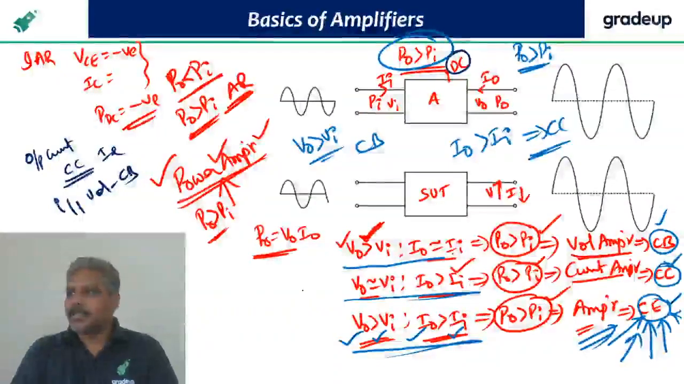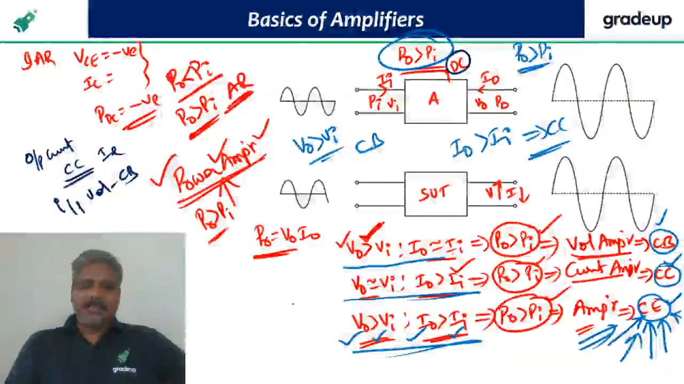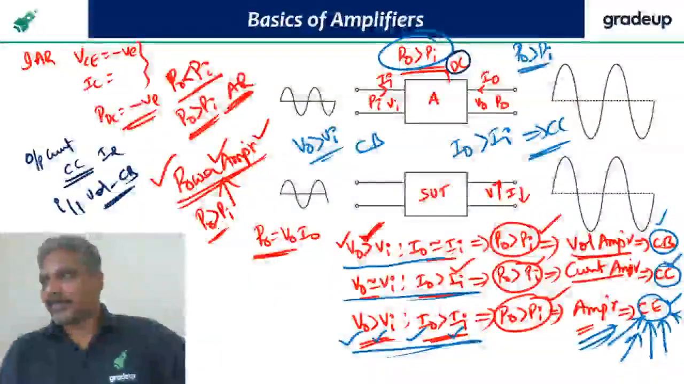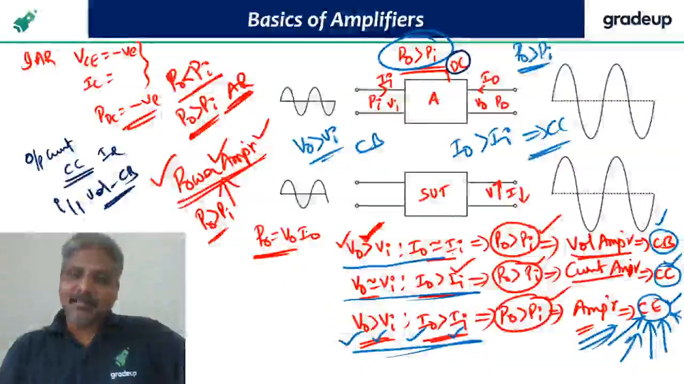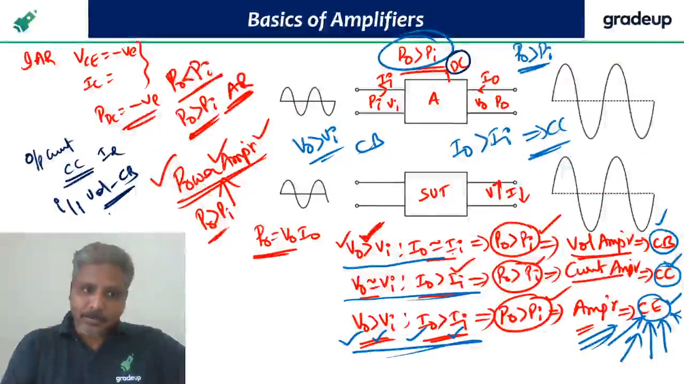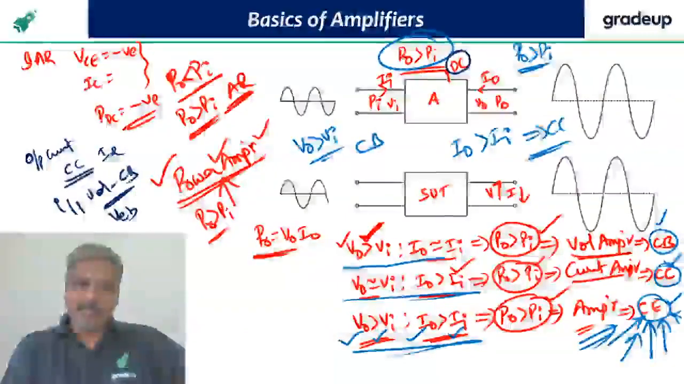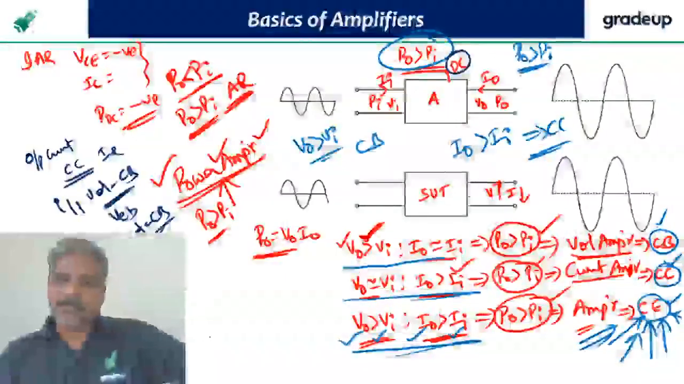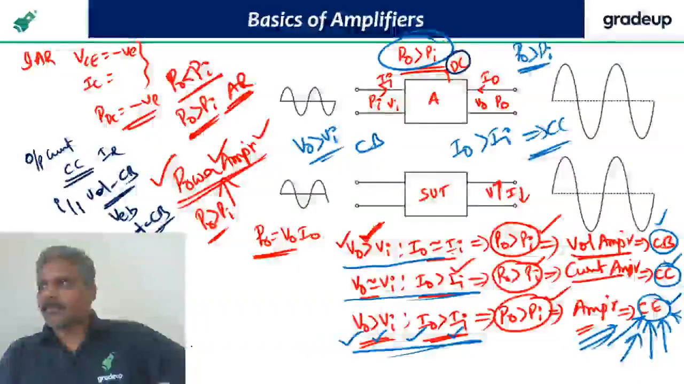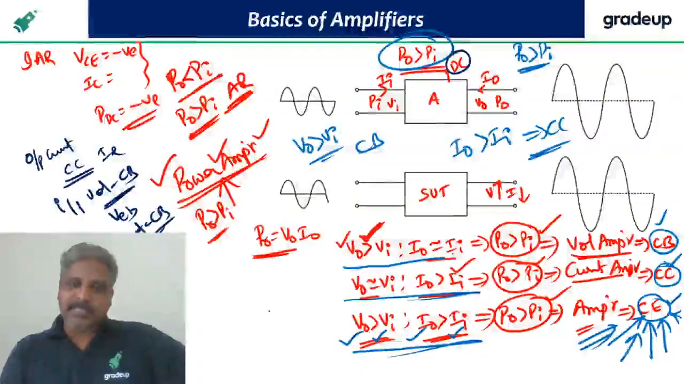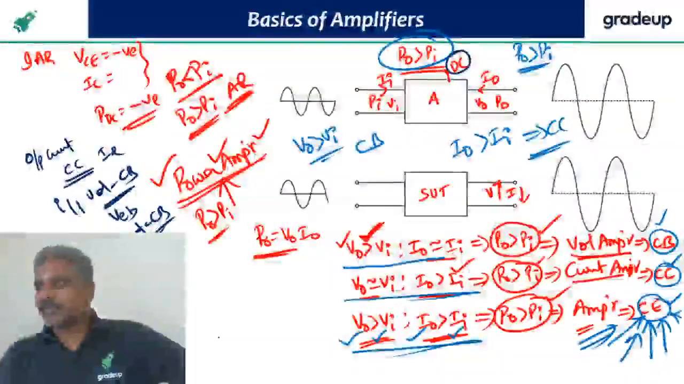What is the input voltage for CB? Come on, make it faster, because these things are required for further discussion. That's why I'm asking you to become familiar. CB input voltage is VEB, because the input is at the emitter. What is the output current for CB? Very good, IC, small IC. Superb.